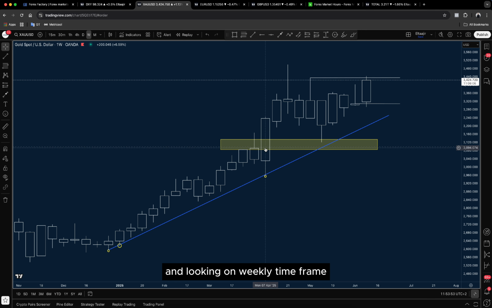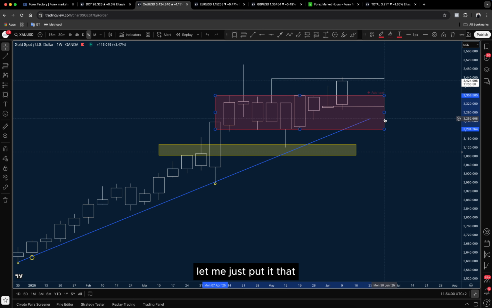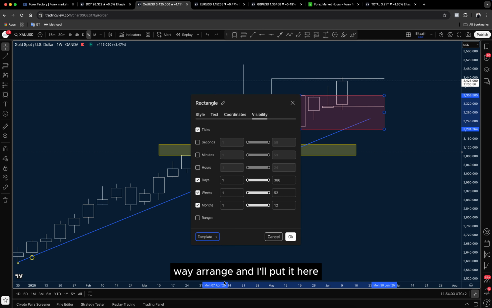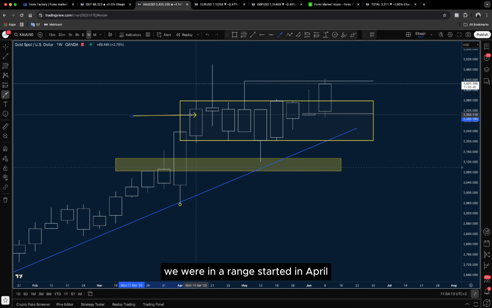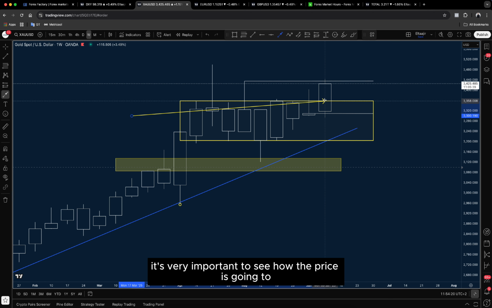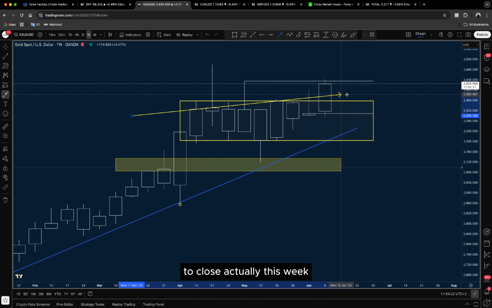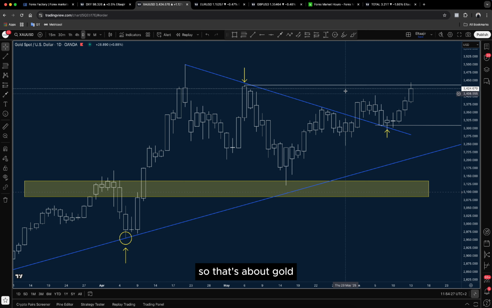Looking at the weekly time frame, you can see that we were in this sort of range. Let me just put it here. As you can see, we were in a range that started in April, second week of April, and all this time, and right now price is breaking above. It's very important to see how the price is going to close this week. It's very important to keep in mind. So that's about gold.